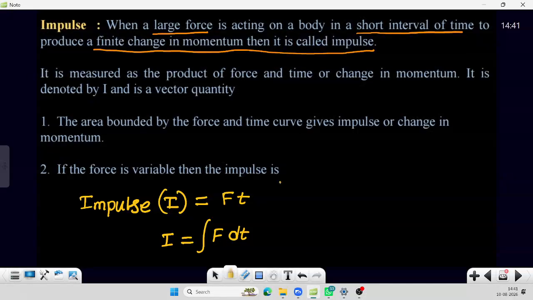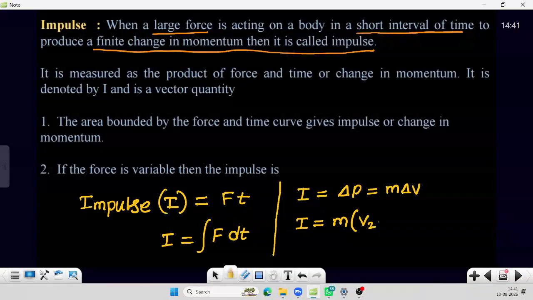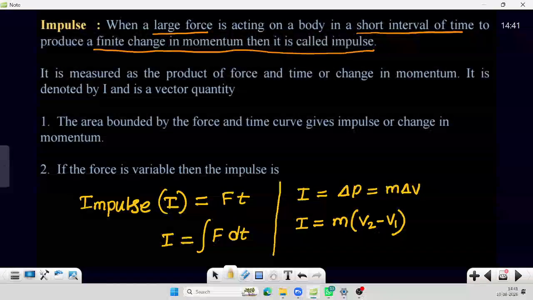And this impulse is also equal to the change in momentum. I is equal to the change in momentum, delta P, and this is equal to m into delta v. So another formula for impulse is m into final velocity minus initial velocity. If the velocity is given, we have to use this formula for impulse. If the force is given, we use the other formula for impulse.